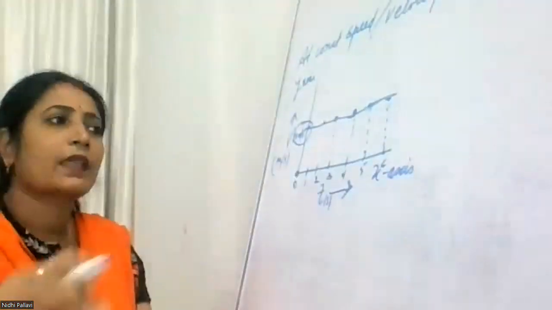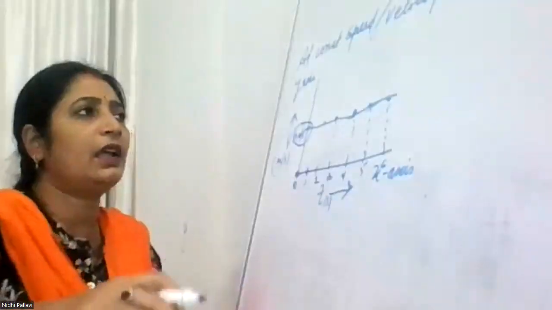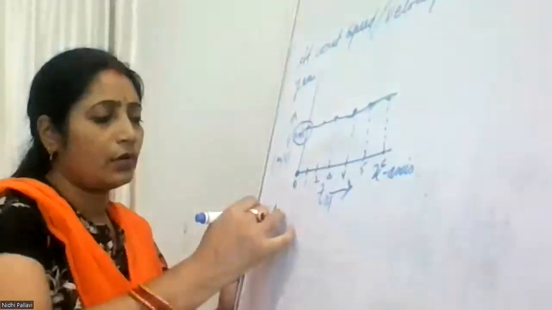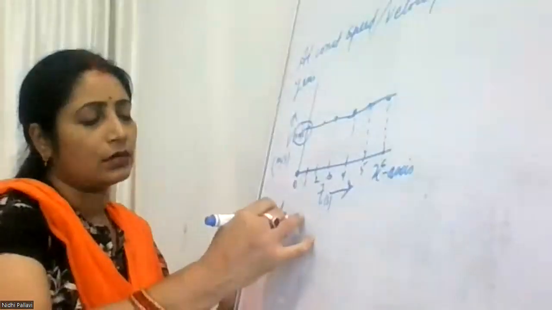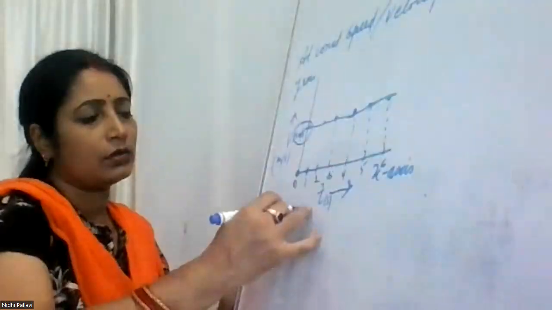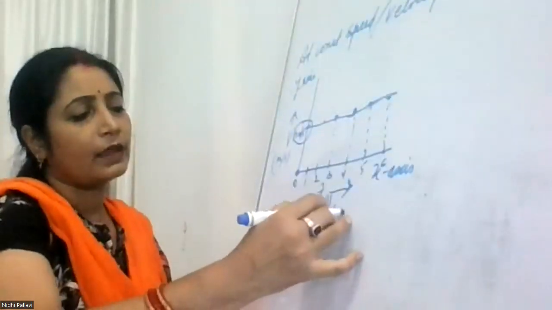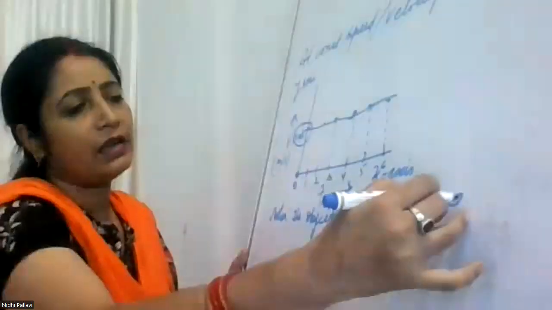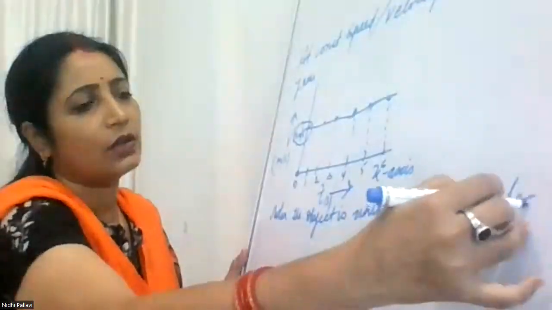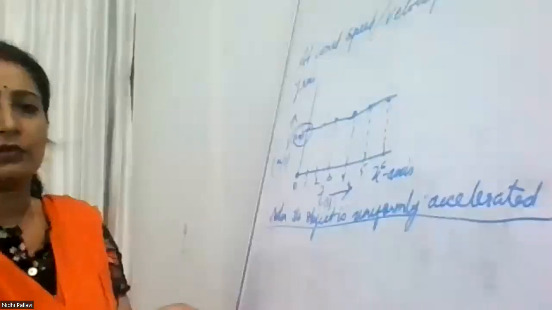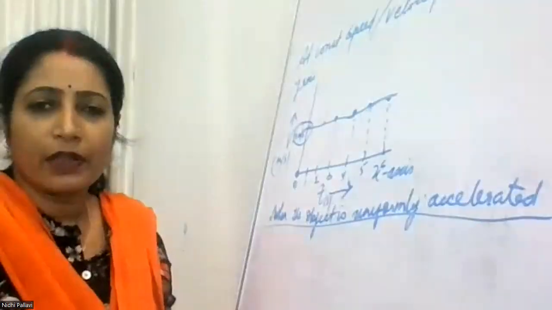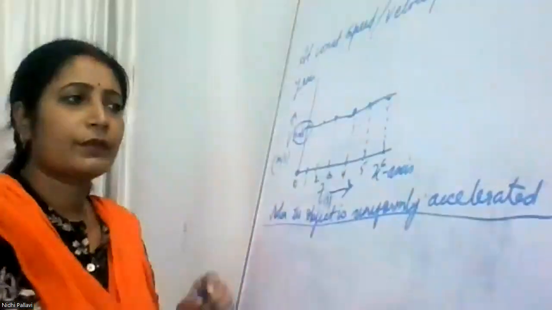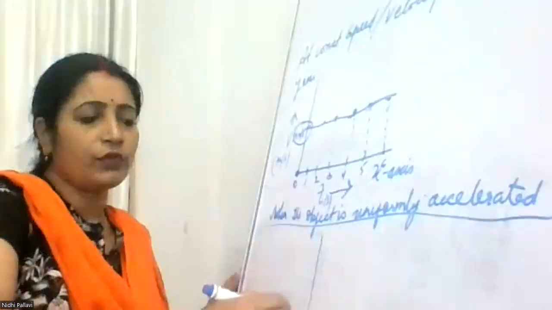Yes, ma'am. सेकंड ग्राफ क्या है आपका? सेकंड है when the object is uniformly accelerated, uniformly accelerated. Okay, when their increase is continuously increasing, then in that case what kind of graph you will get?